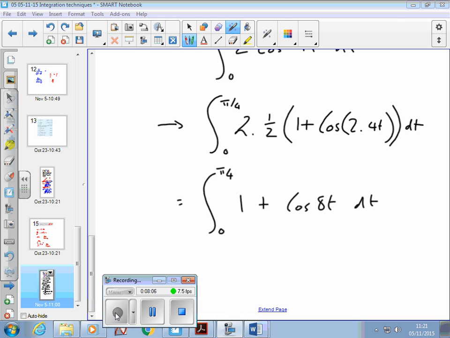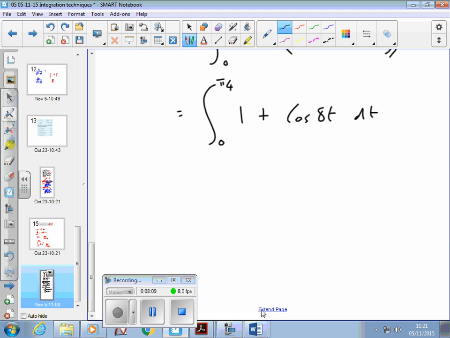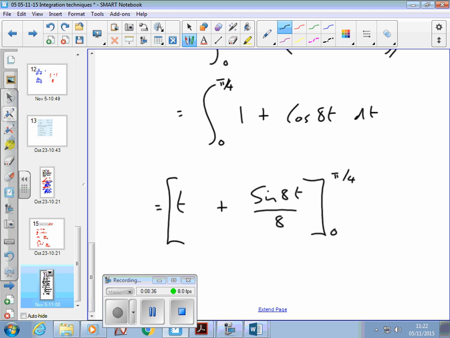Now I can finish off and integrate this. So I integrate 1 with respect to t, I get t. And I integrate cos 8t, cos becomes sine, and divide by the number. So it'll be sine 8t over 8, between 0 and pi over 4. So that goes inside a square bracket. And now I just replace t with pi over 4.